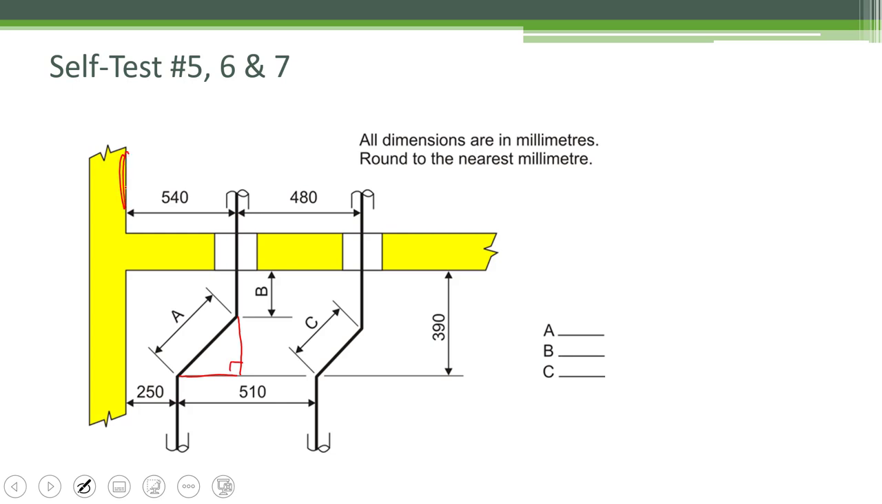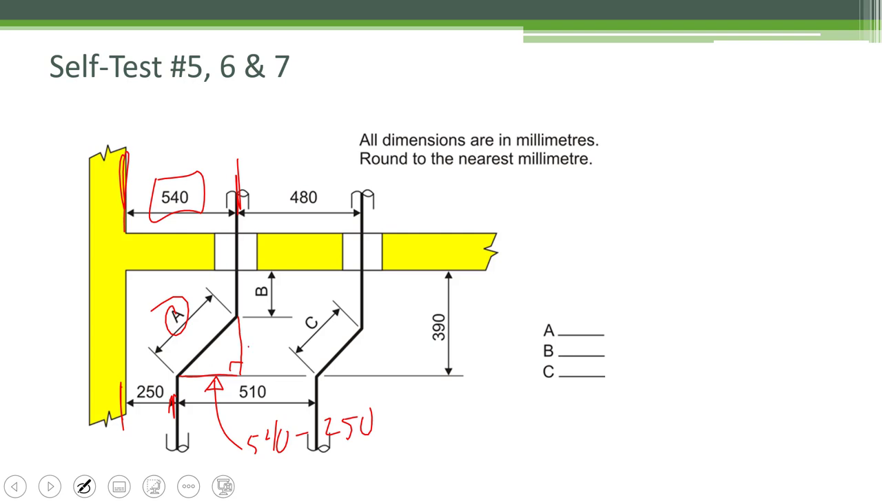I know that from the wall to here is 540, and the wall to here is 250. Hey, that means that this right here would be 540 minus 250, right? And if I knew that, I could multiply that by 1.414, and that would give me A right there. Okay, so I'll do just that. 540 minus 250 equals 290. So this little guy is 290.